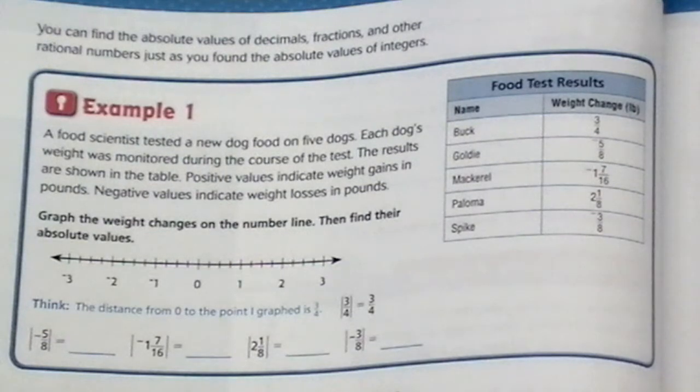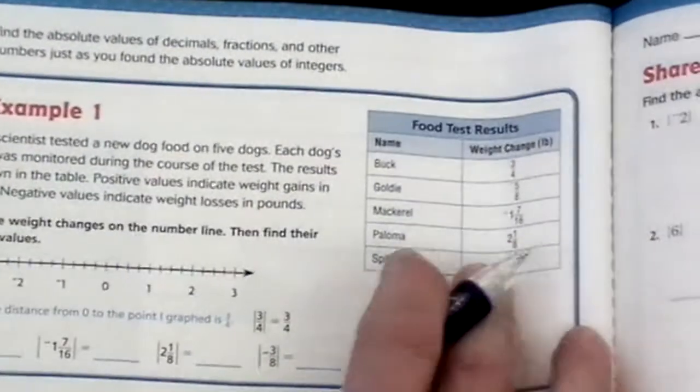A food scientist tested a new dog food on 5 dogs. Each dog's weight was monitored during the course of the test. The results are shown in the table. Positive values indicate weight gains in pounds. Negative values indicate weight losses in pounds. Graph the weight changes on the number line, then find their absolute values. So let's look at Buck first.